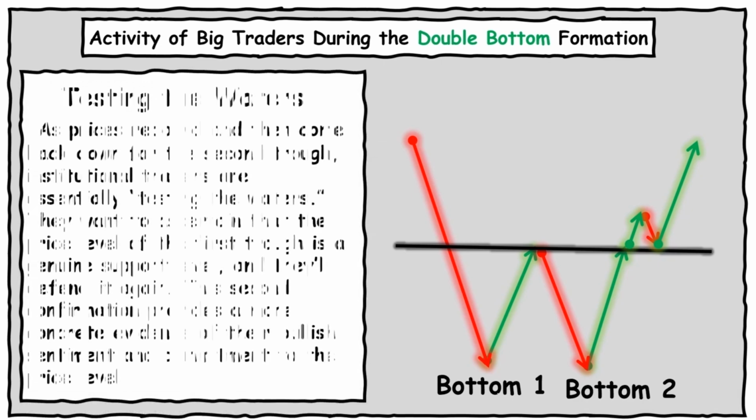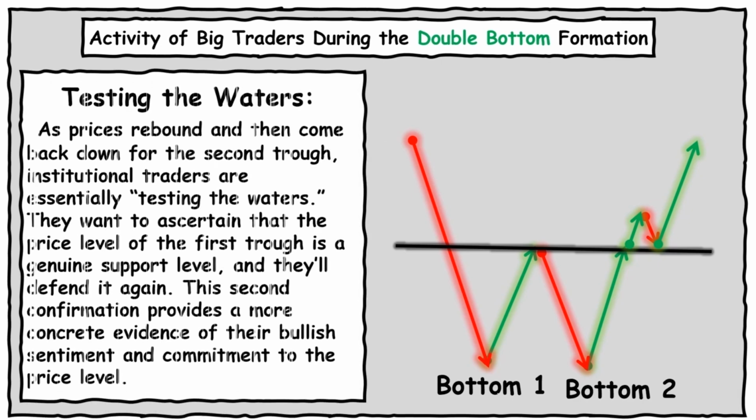2. Testing the waters. As prices rebound and then come back down for the second trough, institutional traders are essentially testing the waters. They want to ascertain that the price level of the first trough is a genuine support level, and they'll defend it again. This second confirmation provides more concrete evidence of their bullish sentiment and commitment to the price level.